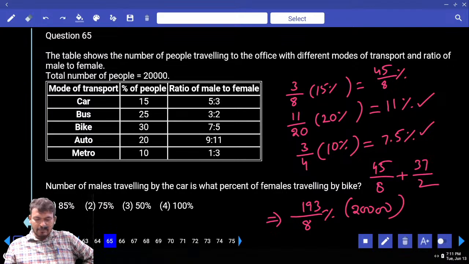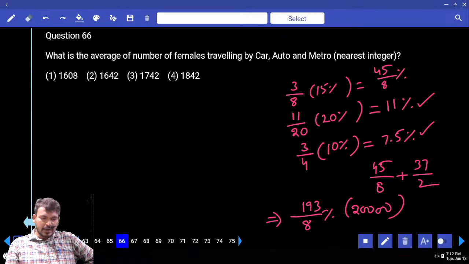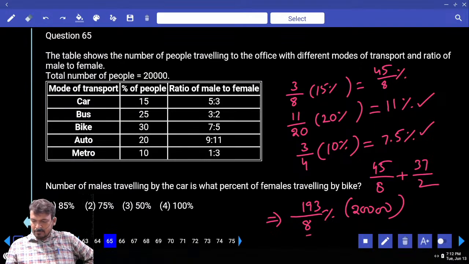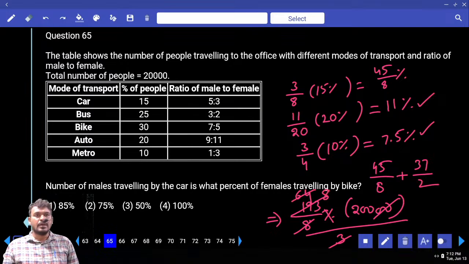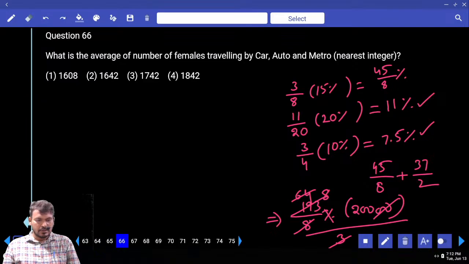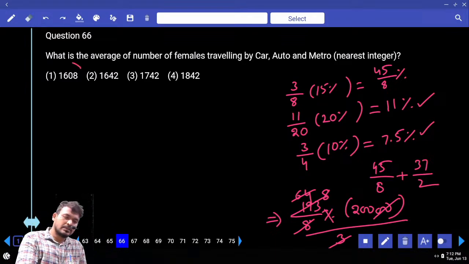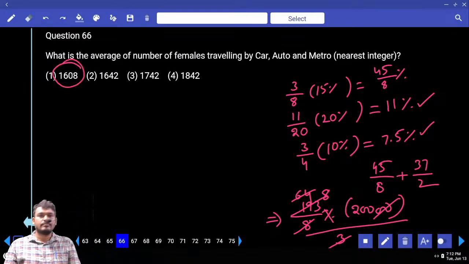20,000. But average means divide by 3. Divide by 3. In the percentage, 2 zeros are cancelled. 8 into 200 is 1600. What is the nearest value? 1608.